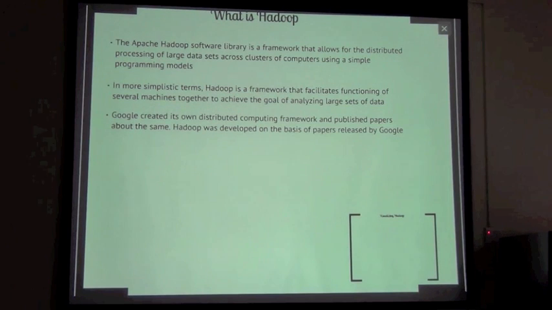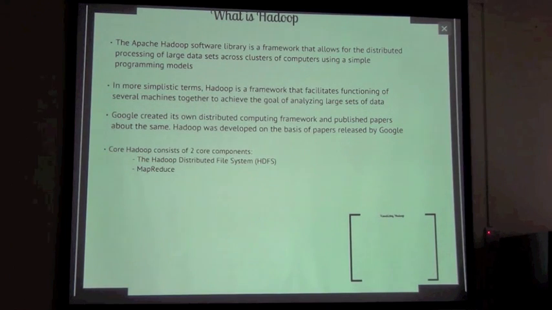So if Hadoop is common today, and it's fairly cheap to deploy, a big thanks should go to Yahoo, because they developed this whole thing along with Doug Cutting, and they open sourced it to the community. Yahoo decided to give this whole project, Hadoop, to the open source community, to Apache. So Google created its own distributed computing framework and published papers about it. Hadoop was developed on the basis of those papers released by Google.